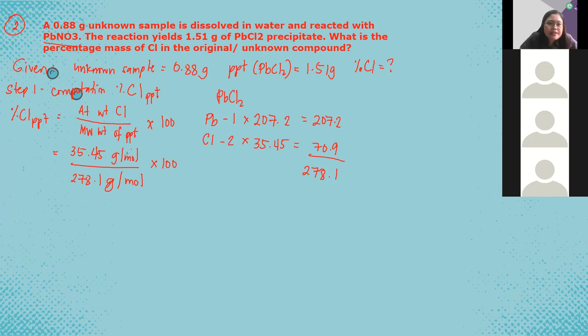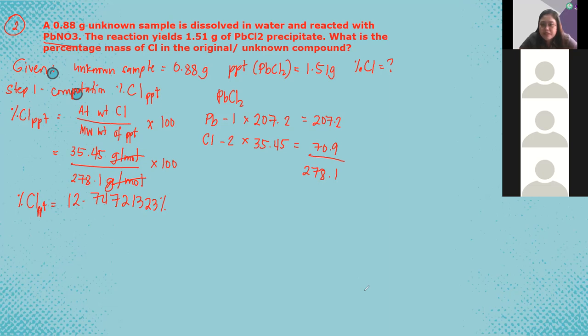Okay, so let's cancel this and let's divide. 35.45 divided by 278.1 times 100 is 12.7472133%. So nakuha natin ang answer for step one. This is step one here.